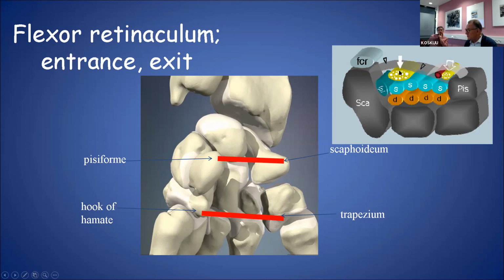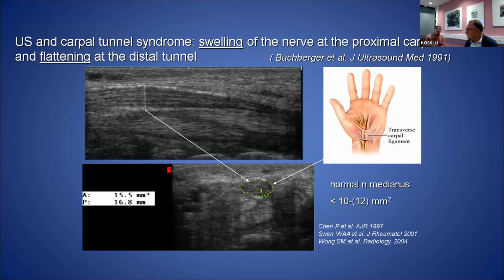But anyway, it's very often that the median nerve, along with the tendons, will be compressed by the retinaculum. As you see, the ulnar nerve is outside of the retinaculum. There it forms a small, weak retinaculum also, but it is very rare in my practice to see this Guyon entrapment. But this median nerve compression is very, very often seen.